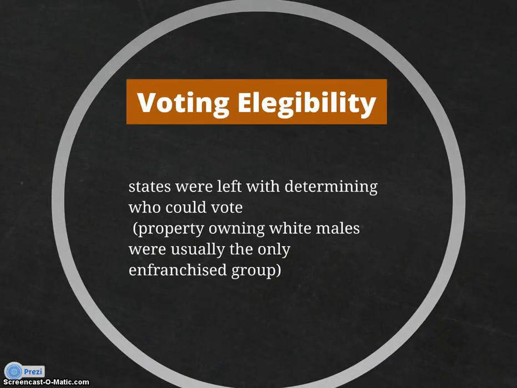Voting eligibility: states were left with determining who could vote. This is something that has proven very difficult throughout our tumultuous history, especially with equal rights. And usually, back in the colonial time, and then obviously moving into our early years as the United States, this was property-owning white males who were the enfranchised group. And the enfranchised group means the groups that are given the right to vote.